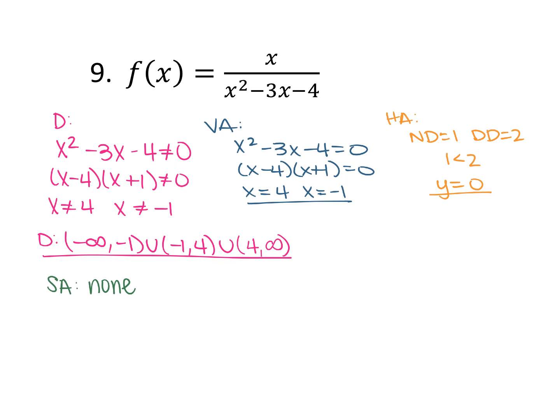And then with your holes, we're going to factor. We have x over x minus 4 times x plus 1. Nothing would cancel out, so that means that we have none for our holes as well.